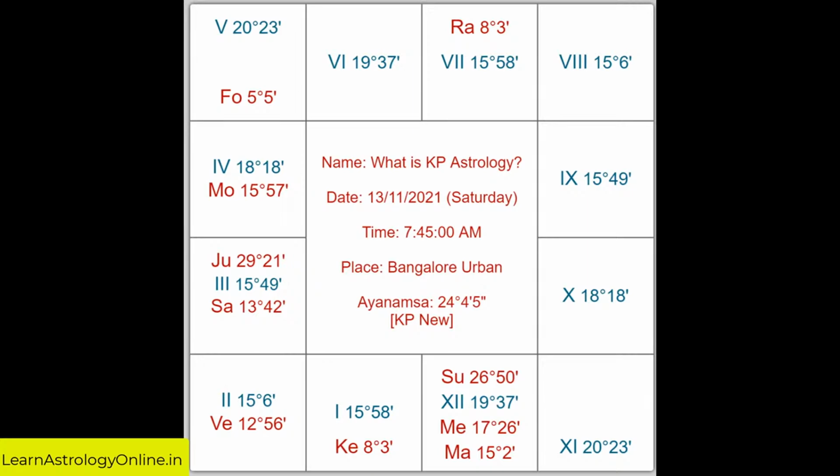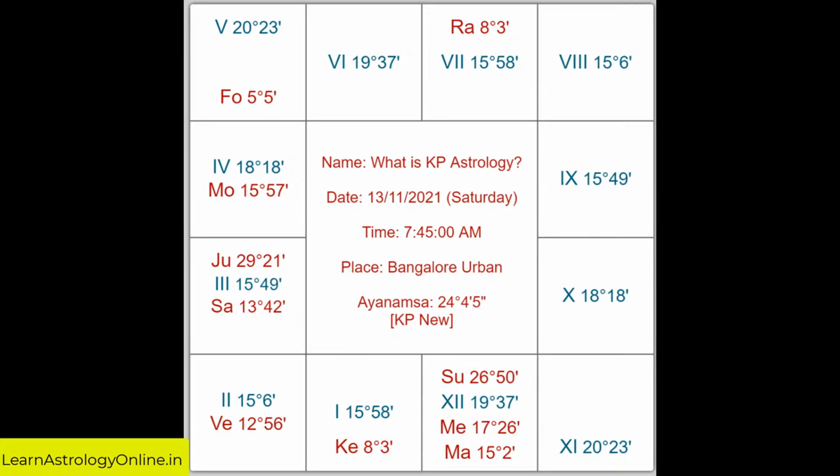All planets except Sun have a 3-degree conjunction rule. That means if it is within 3 degrees of another planet or within 3 degrees of the next bhava, not the previous bhava, the next bhava, then you must determine that this particular planet is in the next bhava itself. Sun has an exception. Sun has a 6-degree conjunction aspect.